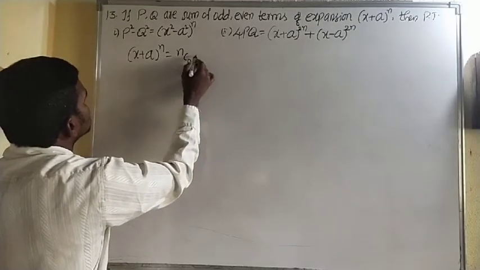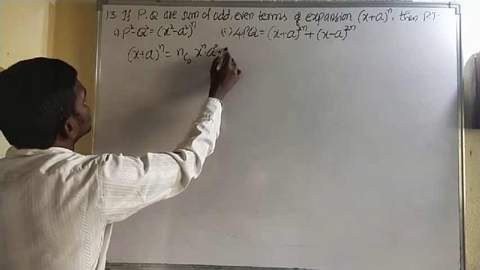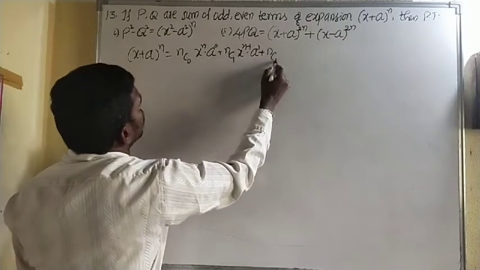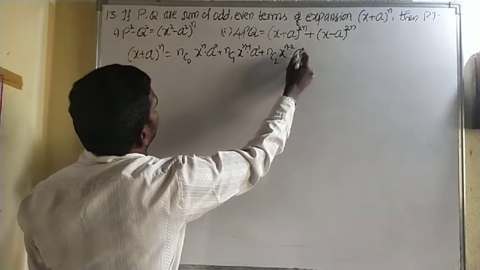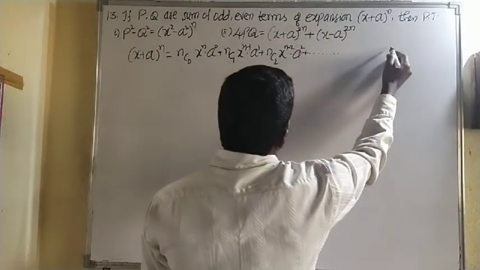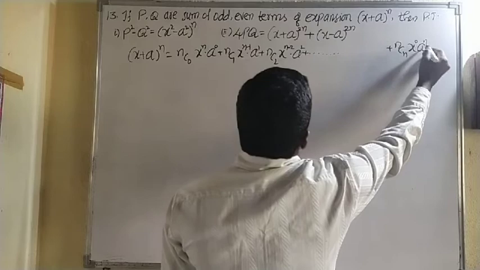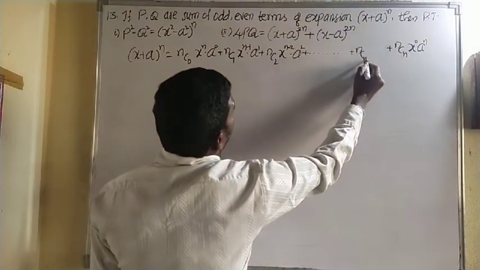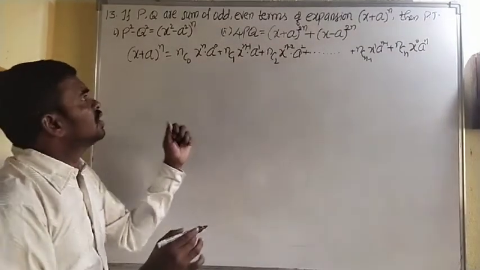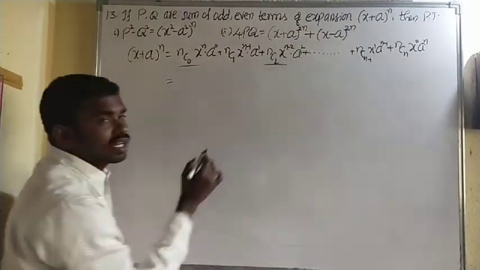Generally, in the binomial theorem, nC0 into first term power n into second term power 0, plus nC1 into x power n minus 1 into a power 1, plus nC2 into x power n minus 2 into a power 2, plus so and so. So, what is the last term? Plus nCn x power 0 a power n, and before that nC(n minus 1) x power 1 a power n minus 1, so and so. This is the expansion. So, in this, what are the odd terms? The first one and third one so and so are the odd terms.